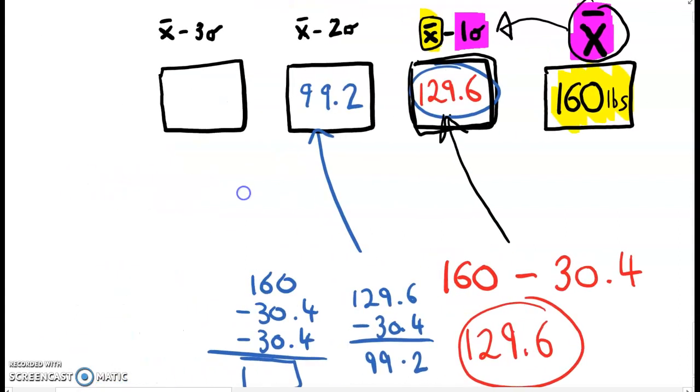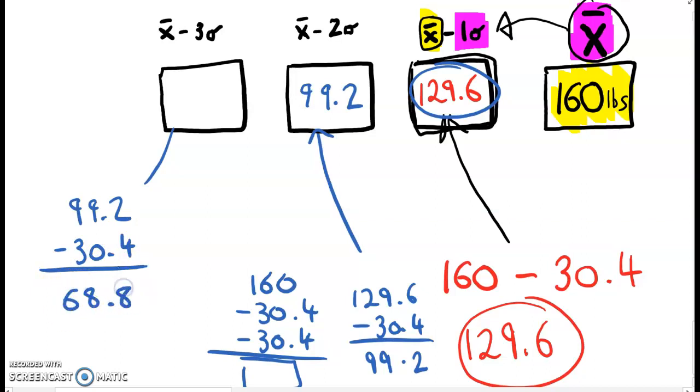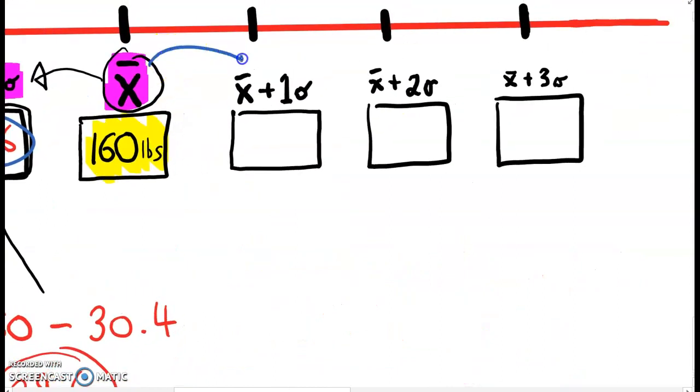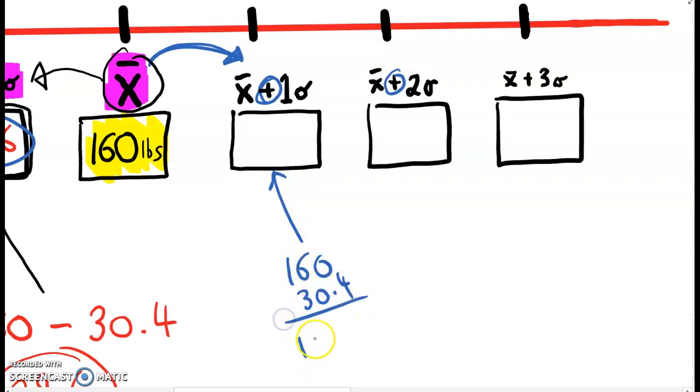99.2. And likewise here, we get our 99.2, and we take away another standard deviation. What does that give us? It gives us 68.8. And the other direction, up from the mean, we're actually going to be adding standard deviations, not minusing them. So in here, we get our mean, and we add on a standard deviation. That gives us 190.4. So that's what goes in here.